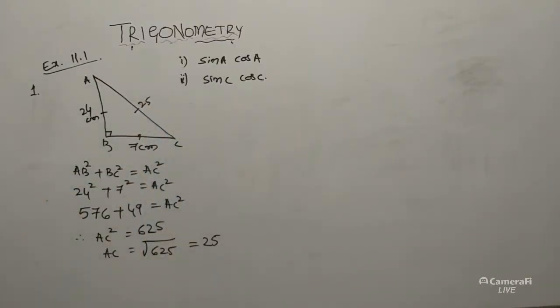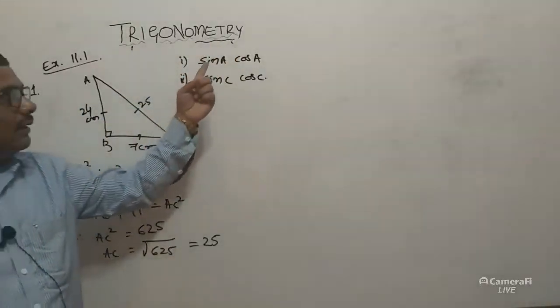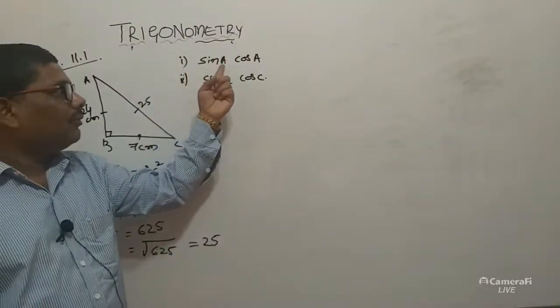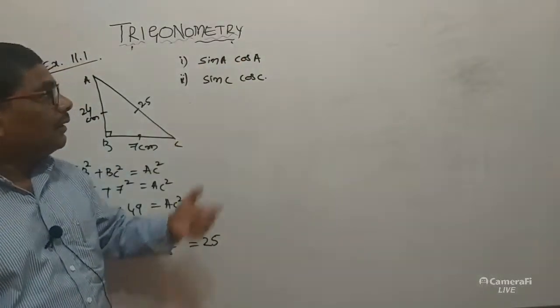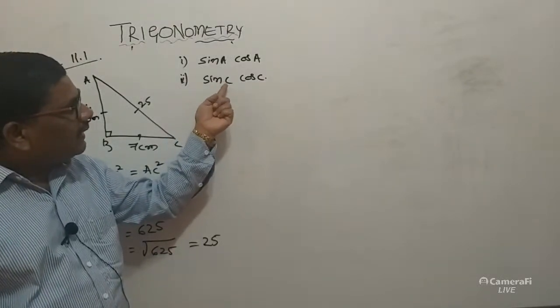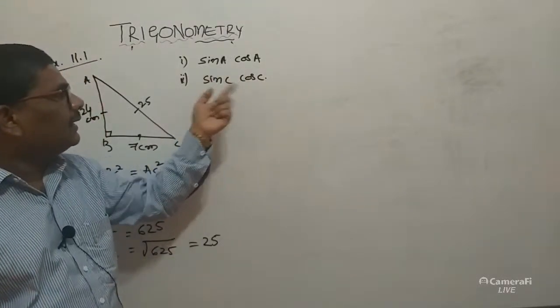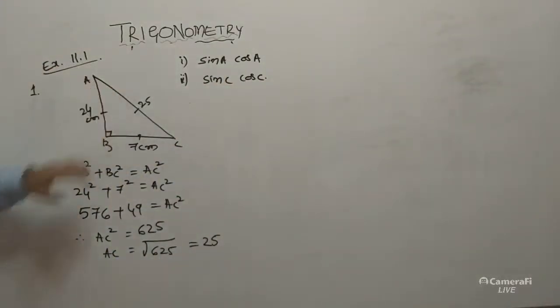Now look at the question. The question is very interesting. The sin A and cos A. Here, in place of theta, they have taken angle A. This is sin A, cos A. Whereas in the second question, if you observe, instead of theta they have taken angle C, sin C and cos C. Look at this triangle, it is very important.